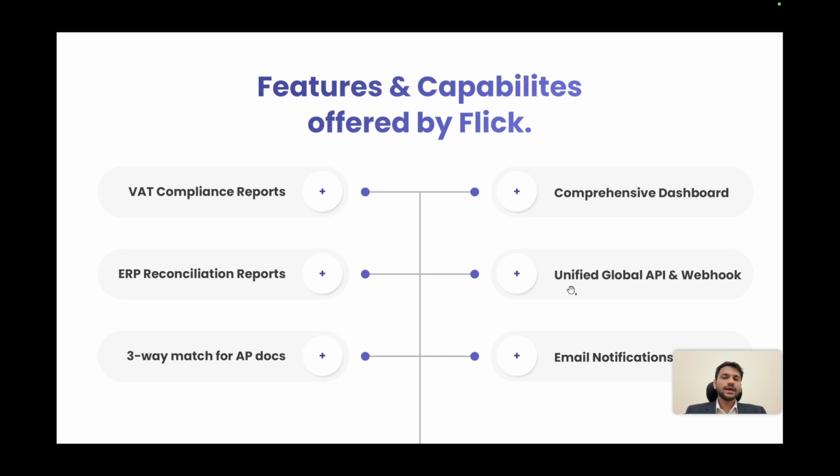And as I mentioned, we provide e-invoicing solutions in more than 50 countries. So we have a unified global API and webhook. Using a single API, you will be able to connect to as many countries as you wish. For example, if you have operations across UAE, Saudi Arabia, Malaysia, European countries, or even African countries like Nigeria that have e-invoicing, using a single API integration with your ERP, you will be able to connect with our e-invoicing solution for each of these countries. So it reduces the effort on your side to get integrated with the ERPs.